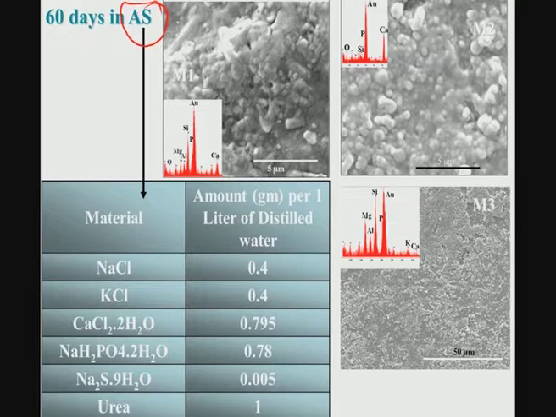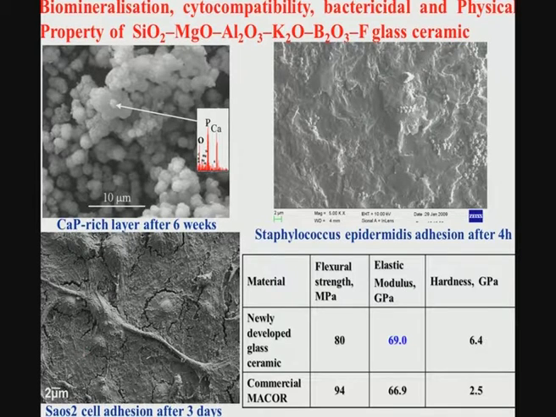Now, artificial saliva has a typical composition of sodium chloride, calcium chloride, potassium chloride, NaH2PO4, Na2S and some urea. So, artificial saliva essentially simulates the oral microenvironment that a dental crown or dental material is expected to experience during application. That is why artificial saliva is to be used for all in vitro studies related to the biomineralization of this material.